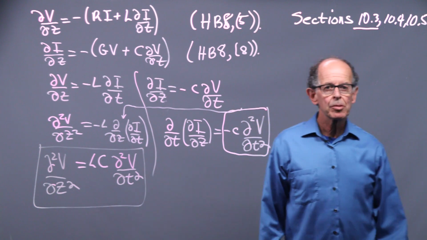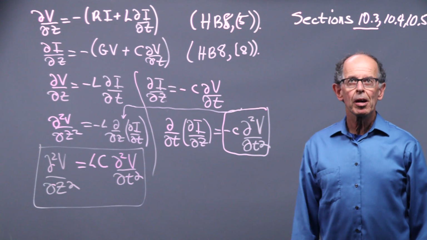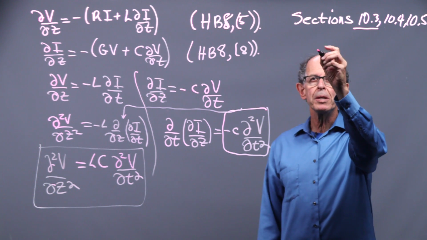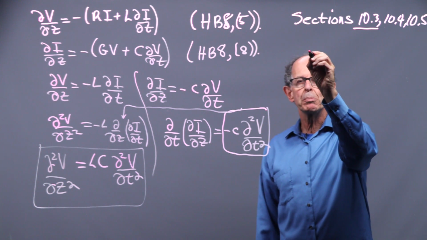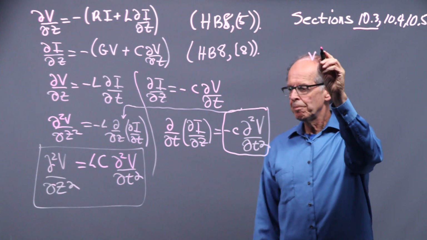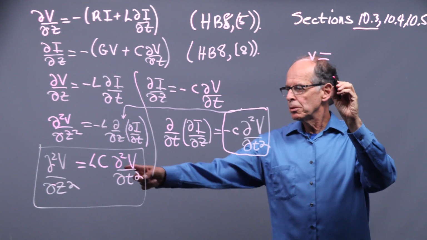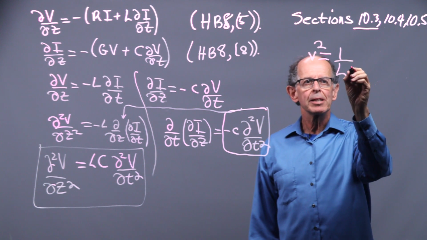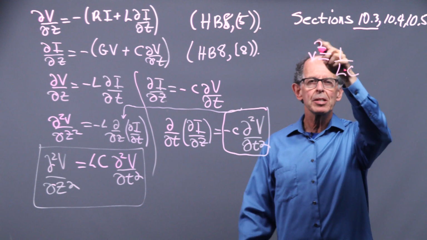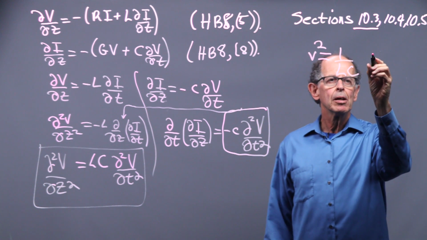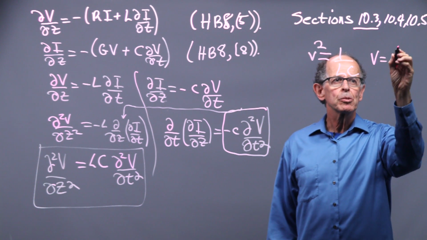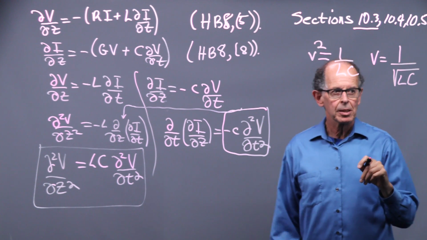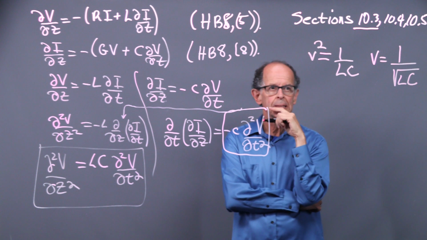We recognize that from the homework exercise 3. It's just that v was equal to u. So the speed, if we have a wave, the speed v squared is equal to 1 over LC here, or LC is 1 over v squared, and therefore v equals 1 over the square root of LC, if we just take the positive root.